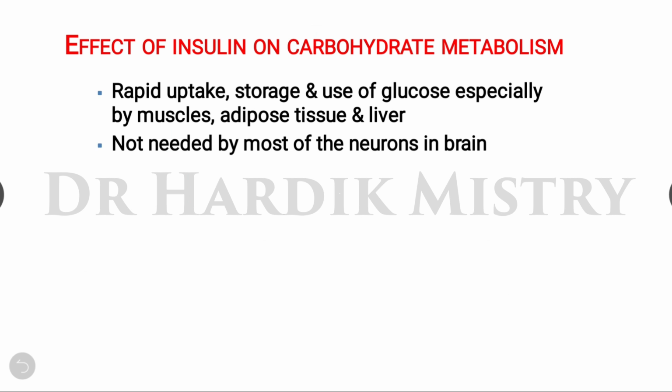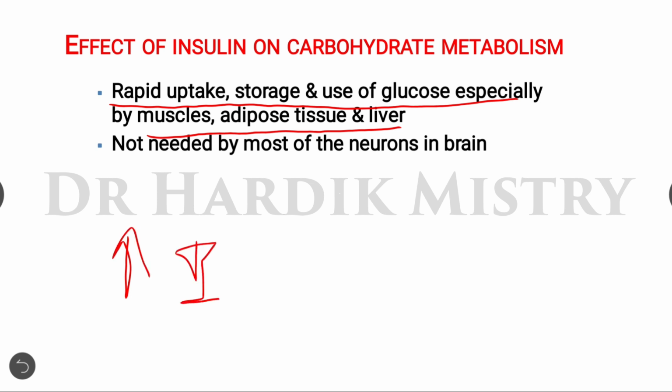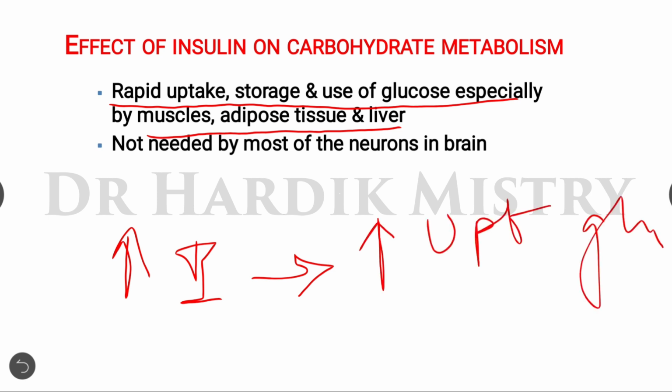Now what is the effect of insulin on carbohydrate? Rapid uptake, storage and use of glucose, especially by muscle, adipose tissue and liver. So when the insulin concentration is increased inside our body, it leads to increased uptake of glucose. So there will be an increase in the uptake of glucose by muscle cells, adipose tissue and liver.